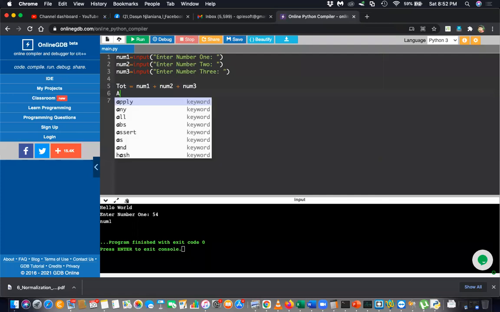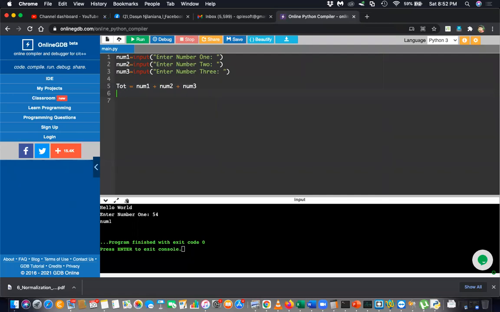Average is, you can use any variable, right? Average equal, what is your idea on average? Average equal total divided by 3. So that is your average. Total divided by 3 is your average. Then you have to print the total and you have to print the average. So that is this program.